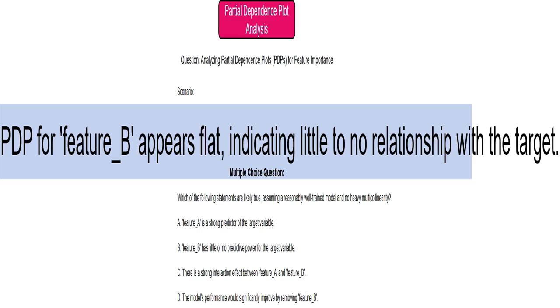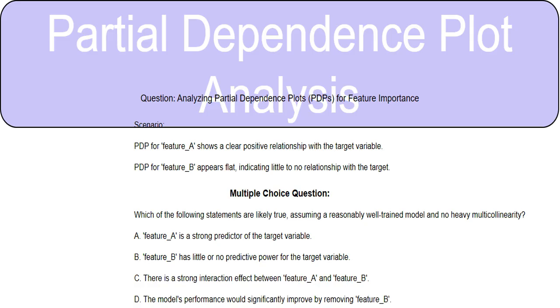The partial dependence plot for feature_B is basically a flat line. This tells me that changes in feature_B don't seem to significantly affect the target variable. In other words, feature_B doesn't seem to be a good predictor on its own. We're going to use the information from the partial dependence plots to answer a multiple choice question. This question tests your understanding of how to interpret these plots.